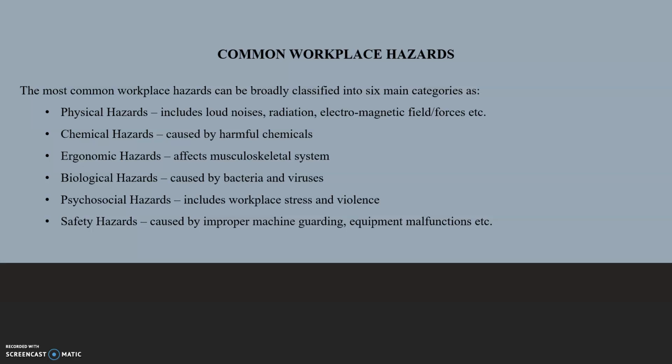The next one is chemical hazards. This category includes hazards caused by exposure to harmful chemicals. This could happen either due to continuous exposure to chemicals in the working environment or even due to accidental leaks. Another type of hazard is ergonomic hazard. These hazards mainly affect the musculoskeletal system. These are caused by continuous and repetitive movement that is required during work or even the specific way the employee is seated at their workplace.